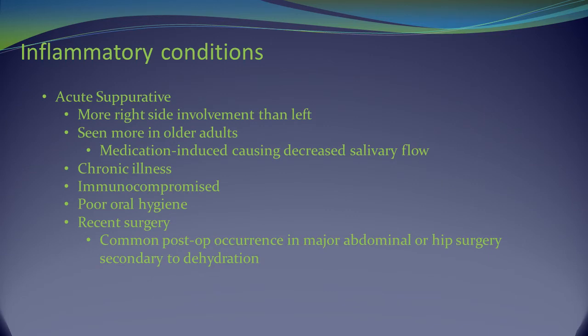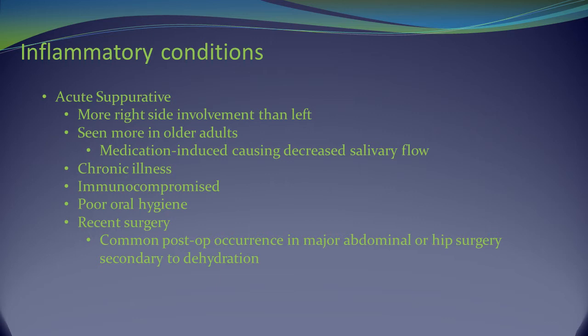Acute suppurative is usually seen more on the right side than the left side. So if somebody comes in and you see that this is occurring on the left, you know it's probably the acute suppurative peritonsillar. It is seen more in the elderly patients where they may be taking medications that cause a decrease in blood flow. So that could be somebody who's taking an anticholinergic or an antihistamine. So it's important to get a medication history on these patients and see what they're taking to see if you can maybe figure out where their problem is coming from.